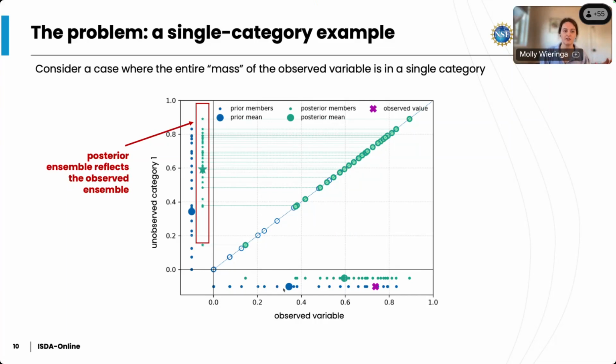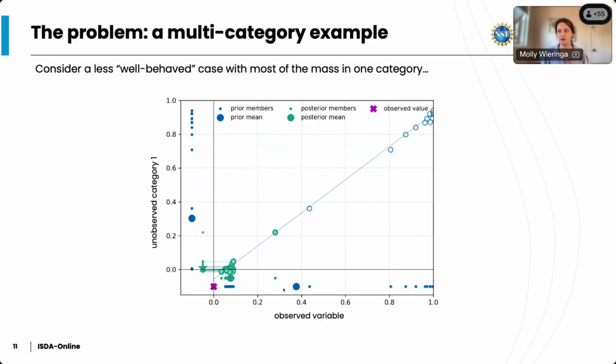However, it doesn't take very much for us to move off of this pretty perfect example. One example is if we start to consider multiple subcategories contributing to an observed variable. If we consider this multi-category case in which only some of the mass in the observed variable belongs to an unobserved subcategory, then we can see that we shift our linear relationship between the observed and unobserved variables away from one-to-one.